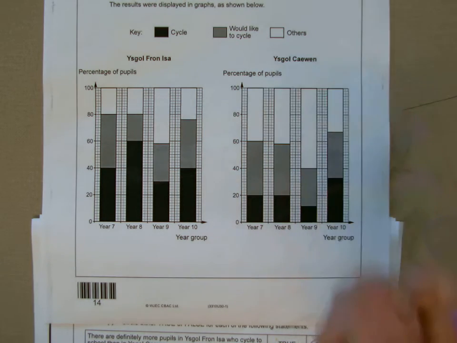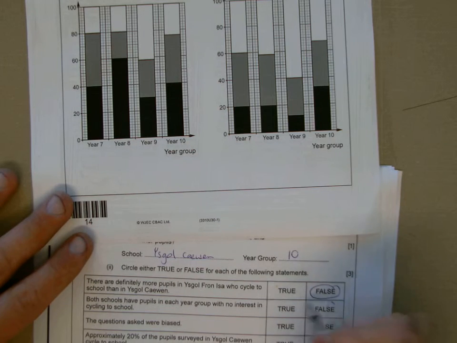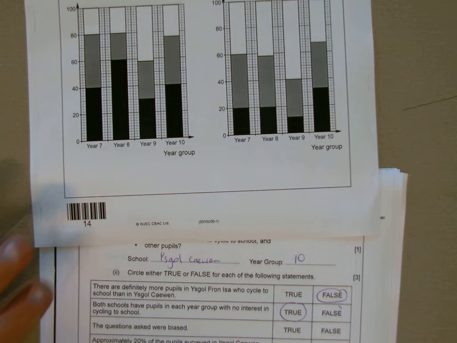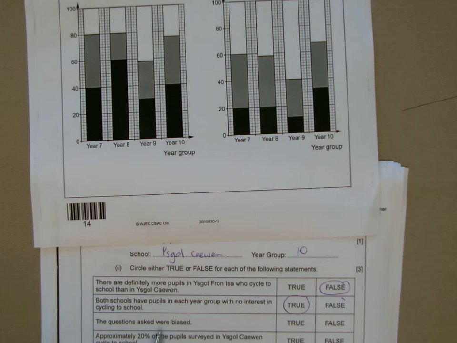There's white on every bar, yeah, in that case, so I agree, okay? That would be true in that case, right? Both schools in each year group have that situation. The questions asked were biased.